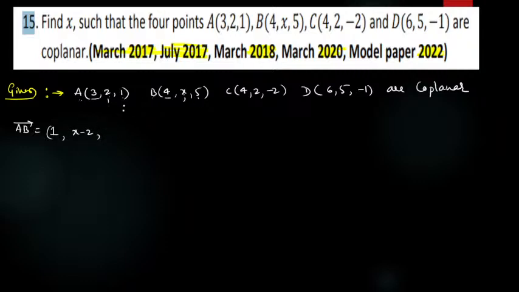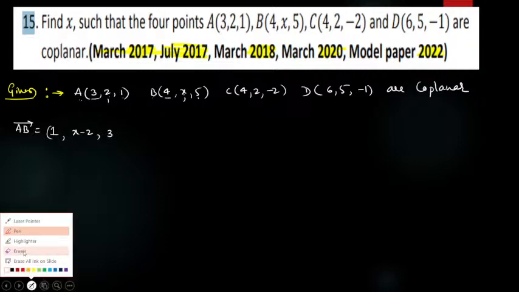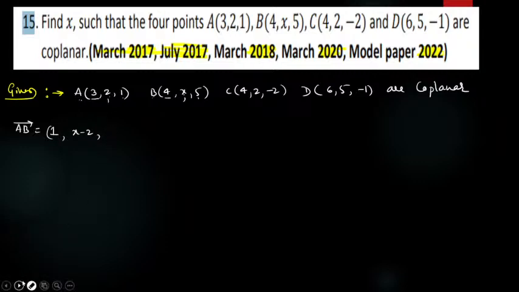Next, 5 minus 1, that is 4. Go slow, no problem. 5 minus 1 is 4. So now you got AB. Similarly, you find AC. So A with C you have to check out.